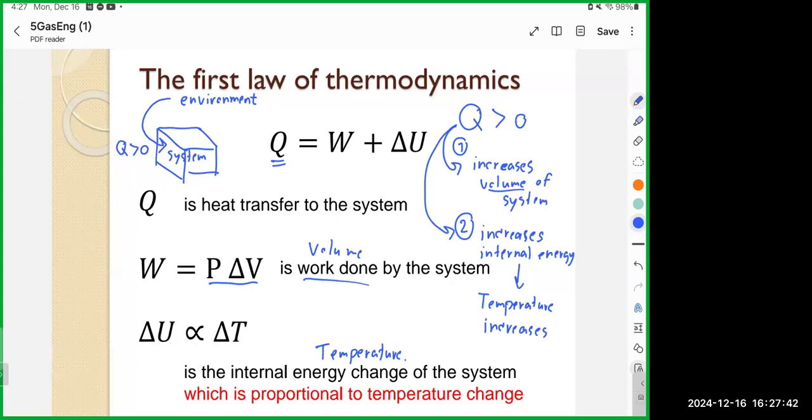On the other hand, if the heat is less than zero, which means that the energy from the system is going outside to the environment, the volume might be reduced, or maybe the temperature might be reduced. Okay.